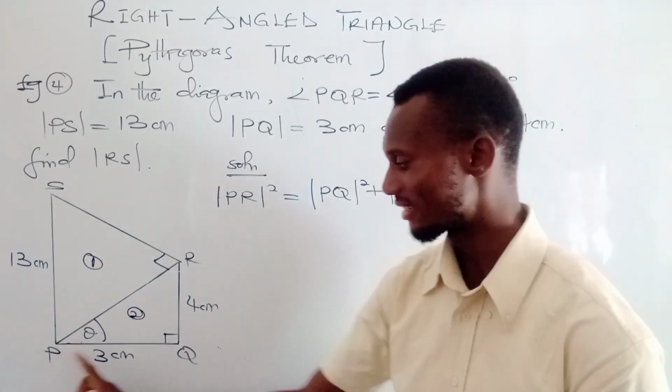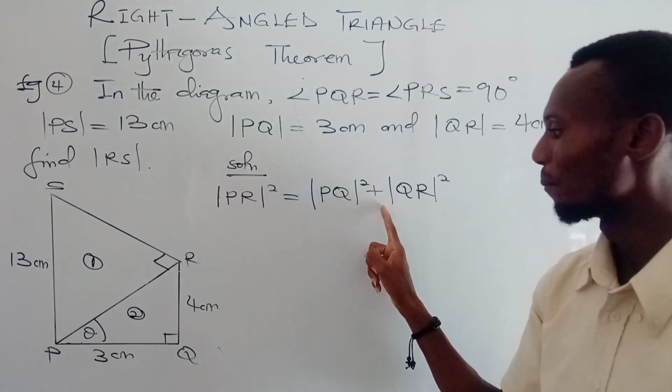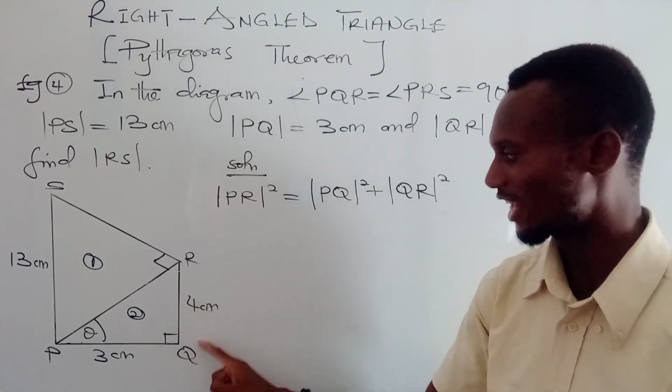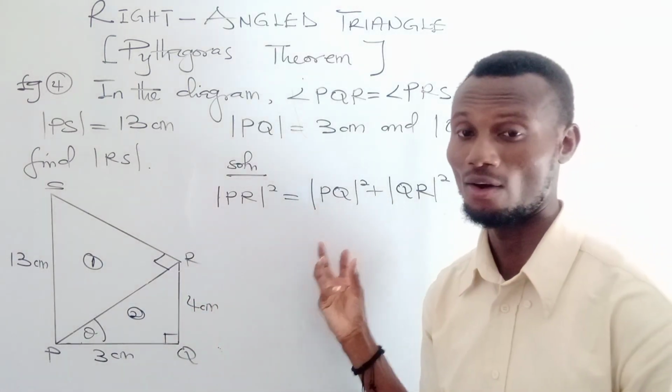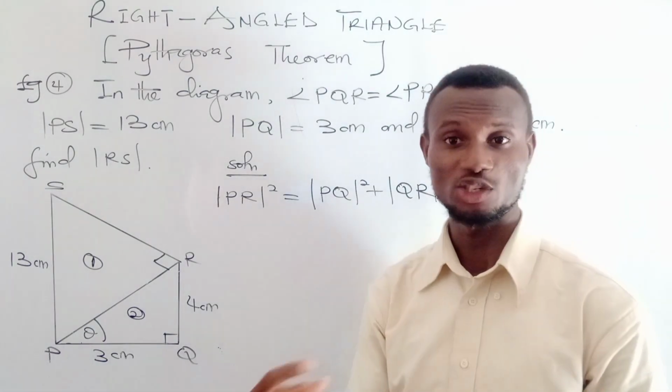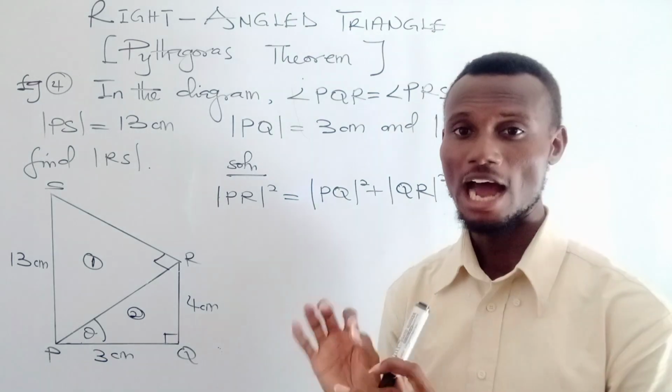Okay, so this is the adjacent, PQ square. Now, I have PQ square here, plus this is the opposite, QR square. That's how come I have this formula, and this is the Pythagoras theorem formula. I hope the explanation is clear enough up to this point.